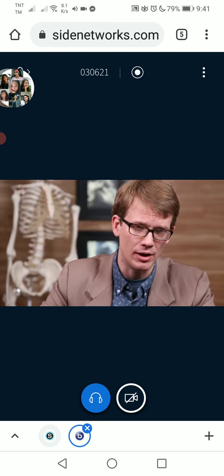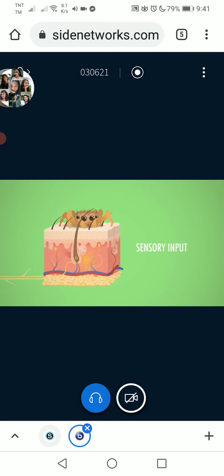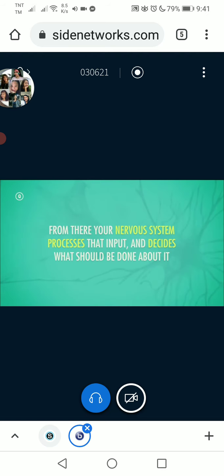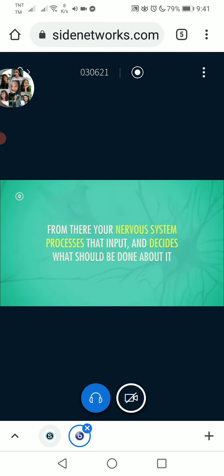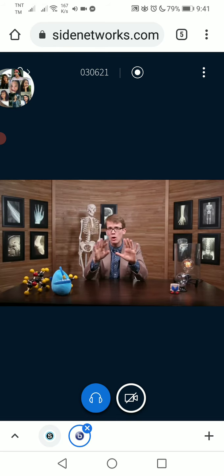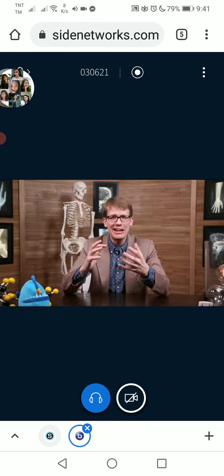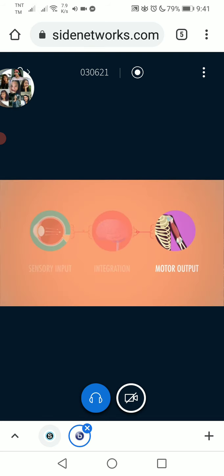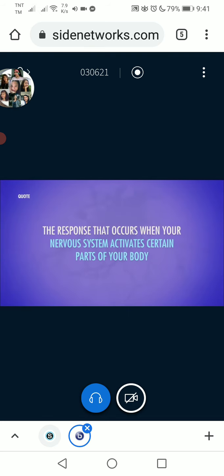Imagine a spider walking onto your bare knee. The sensory receptors on your skin detect those 8 little legs. That information is your sensory input. From there, your nervous system processes that input and decides what should be done about it. That's called integration. Like, should I be all zen about it and just let it walk over me? Or should I not be zen and freak out and run around screaming, "Spider!" Your hand lashing out to remove the spider and maybe your accompanying banshee scream is the motor output, the response that occurs when your nervous system activates certain parts of your body.